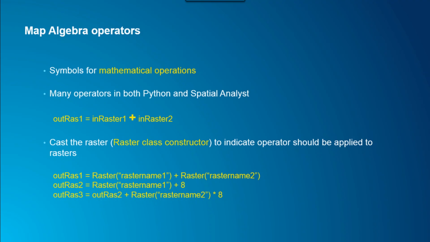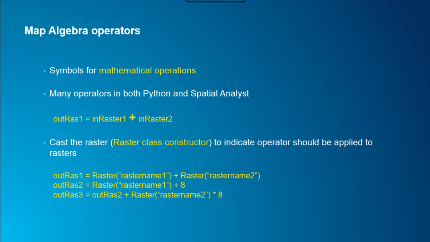Okay. What are those operators? We all know operators are plus, minus, and all the mathematical operators, right? Now, the same operators exist in Python and in Map Algebra or in Spatial Analyst, right? What is the difference? Let's see.